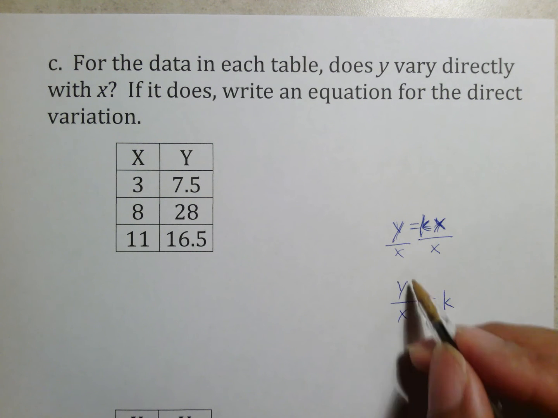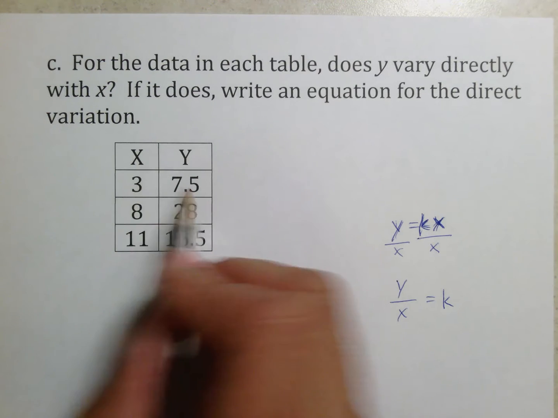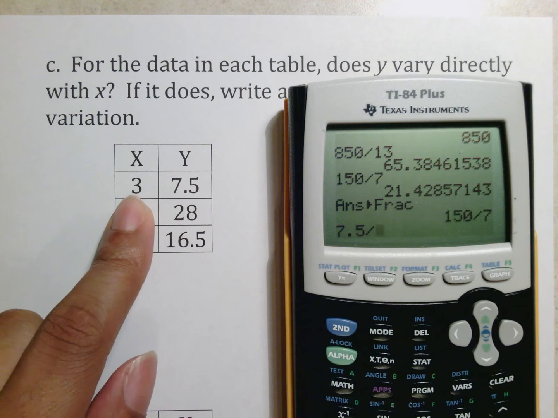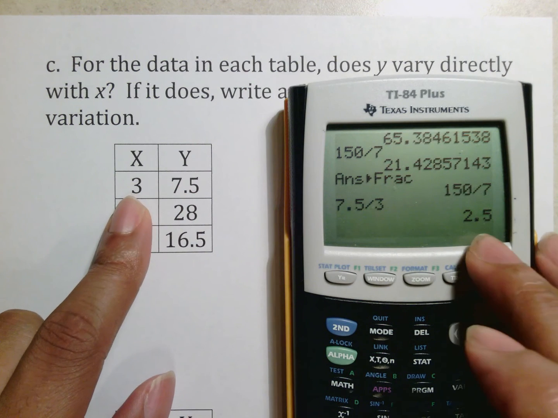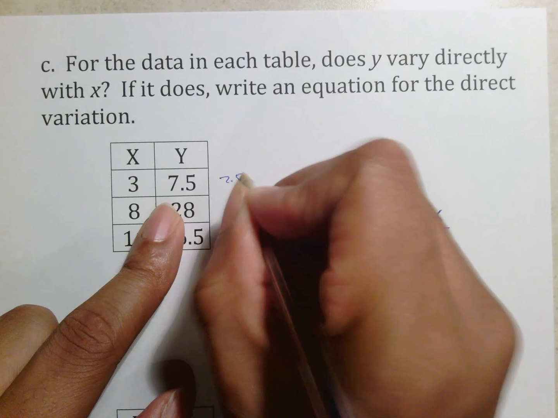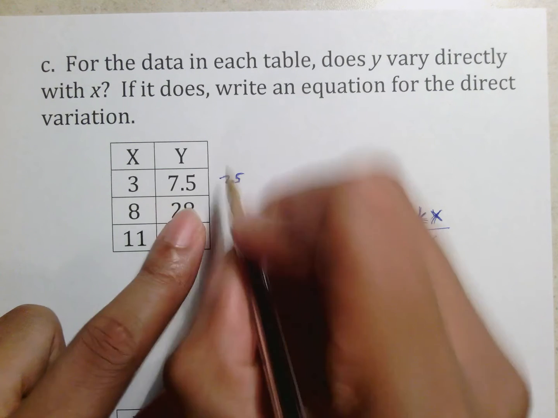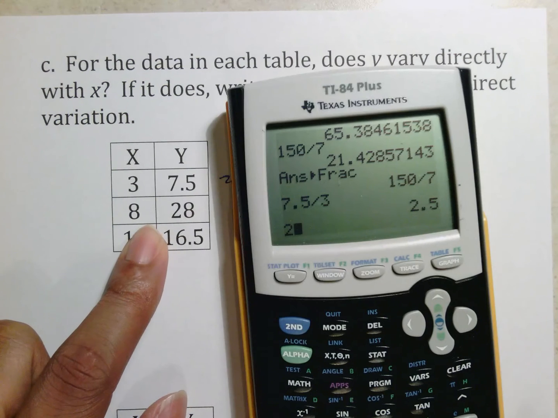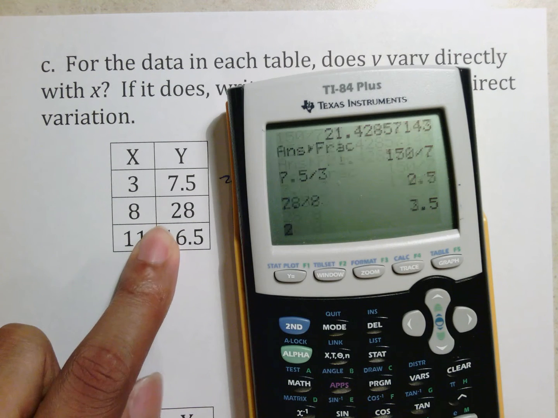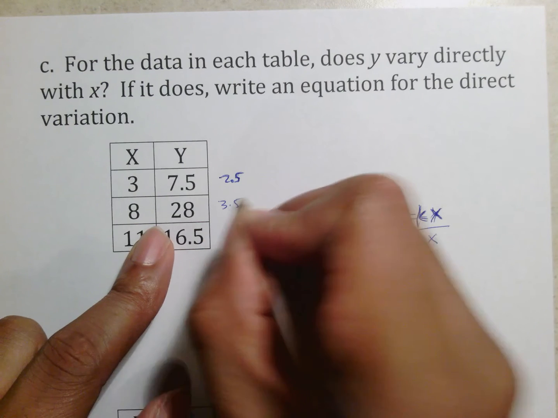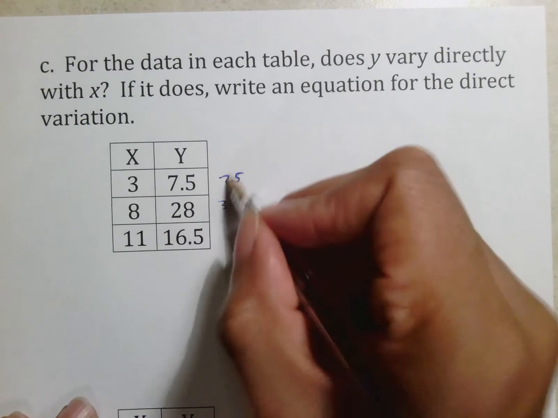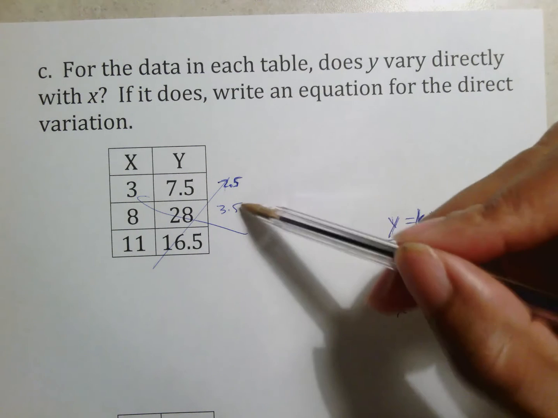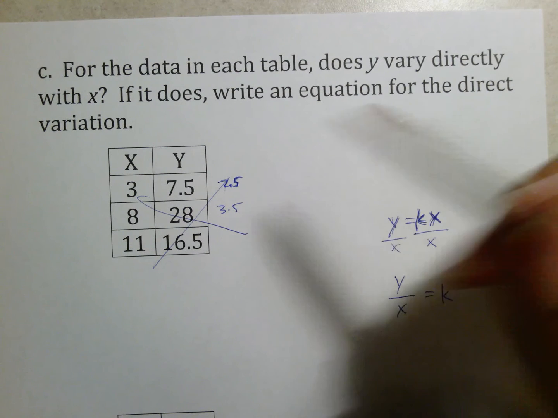Isn't that like slope? I think it is. So we go here and we simply do 7.5 divided by 3. That gives us a constant of variation of 2.5. That does not mean that is our constant, because it just means that's how 7.5 and 3 are related. When I do 28 divided by 8 in this second situation, I get the answer of 3.5. Once I get 2 different answers, they're not directly related, because the constant should be the same if they are directly related.